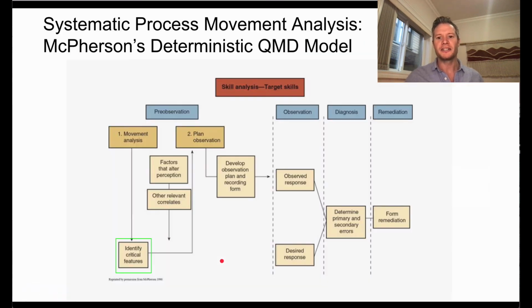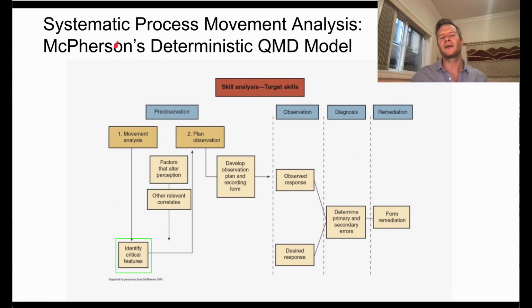Okay, we'll skip that just for time's sake for you. But one of the benefits that's come out of this deterministic approach is the systematic process of movement analysis. So your QMD, essentially. This is more or less the original iteration of it. And you can see you pre-observe, so you look at the movement. And again, critical features is going to be something huge that we come back to. You plan a way to observe this movement. You observe it. You diagnose what is and isn't great about it. What are the main errors that need correcting, and then you correct it. Okay, and again, we'll revisit this quite a bit.